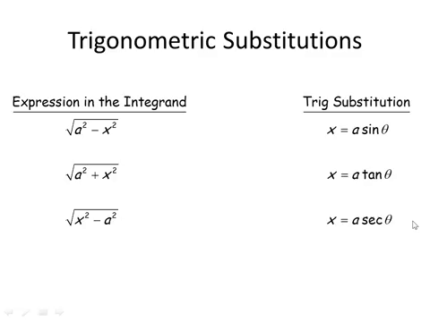So case 1 goes with the very first substitution, x equals a sine theta. Case 2 goes with x equals a tangent theta. And case 3 goes with x equals a secant theta. So, if you substitute the first one into your problem, that's going to be case 1. If you substitute the second one in, that's going to be case 2. And if you substitute the third one in, that's going to be case 3. So that's how you're going to use this on the bottom.